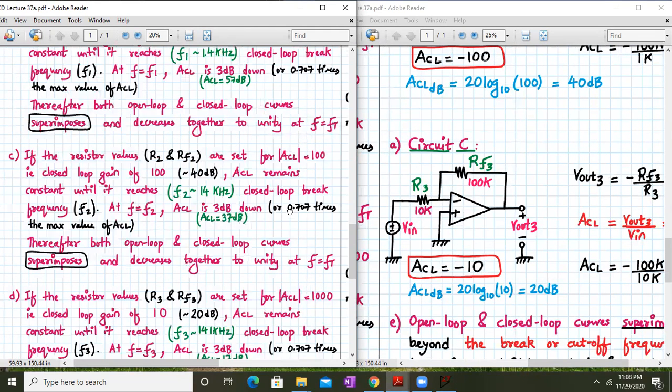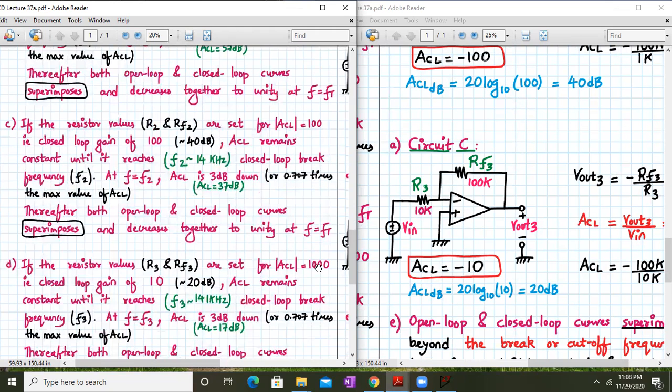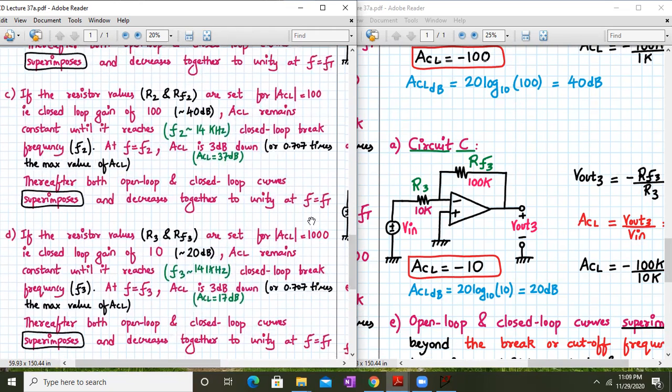Similarly, for circuit number C, if R3 and RF3 are set for a closed loop gain of, I think there is a mistake over here. It should be closed loop gain of 10. Okay, my mistake, it is written 1000. So R3 and RF3 are set such that the closed loop gain is 10, that is around 20 dB.